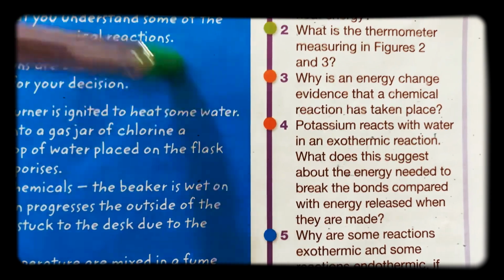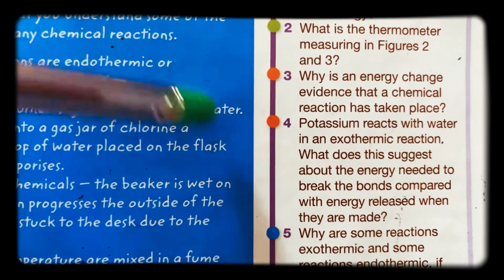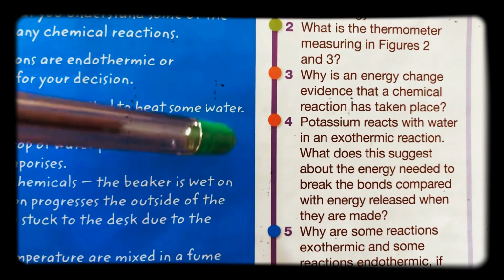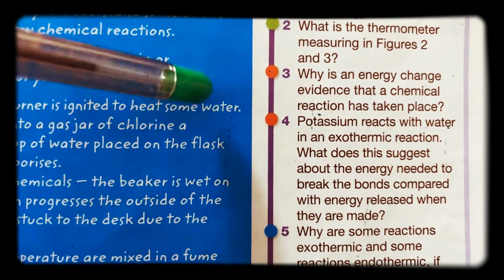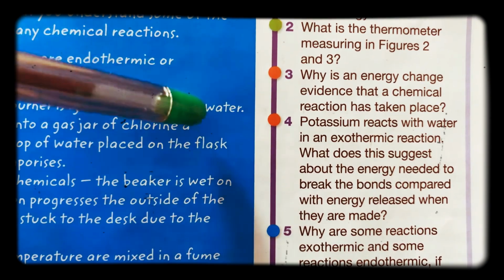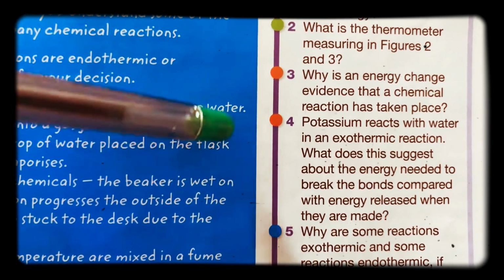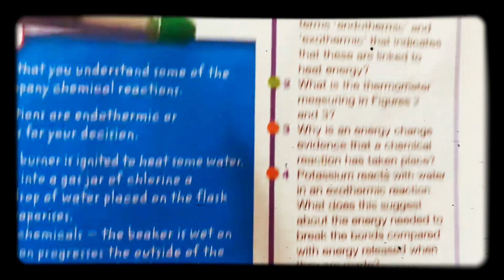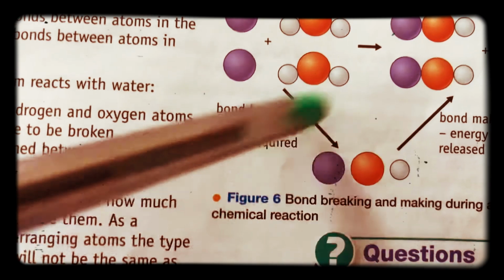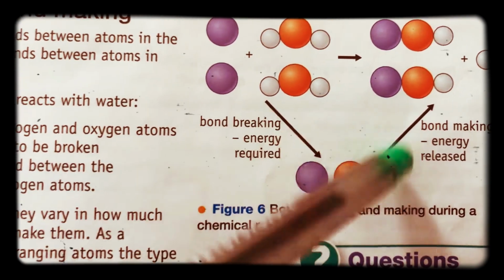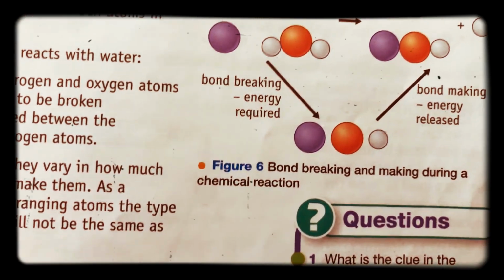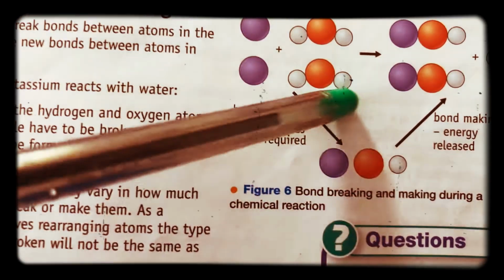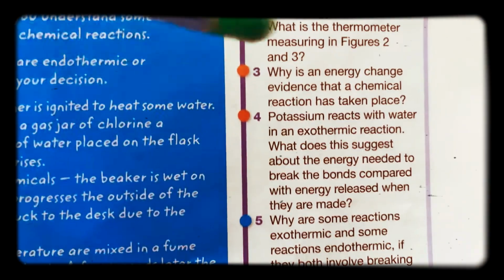So as a chemical reaction involves rearranging atoms, the type and number of bonds broken will not be the same as those that are made, and you do need energy to break bonds, and you do get more energy from making bonds. So at the end of the day, what happens is these two steps are not equal in size, and you will get an energy change in the surroundings. Either energy is going into the reaction or energy is being released to the surroundings out of the reaction.